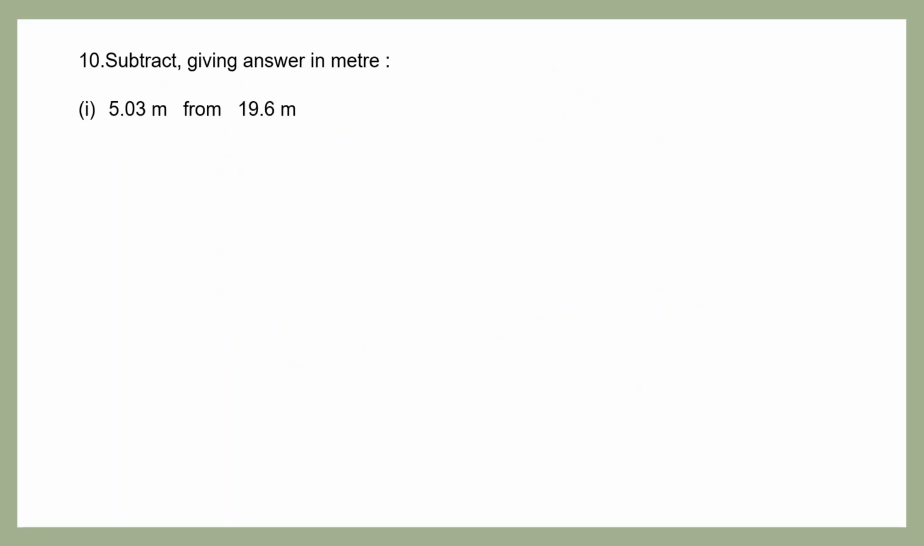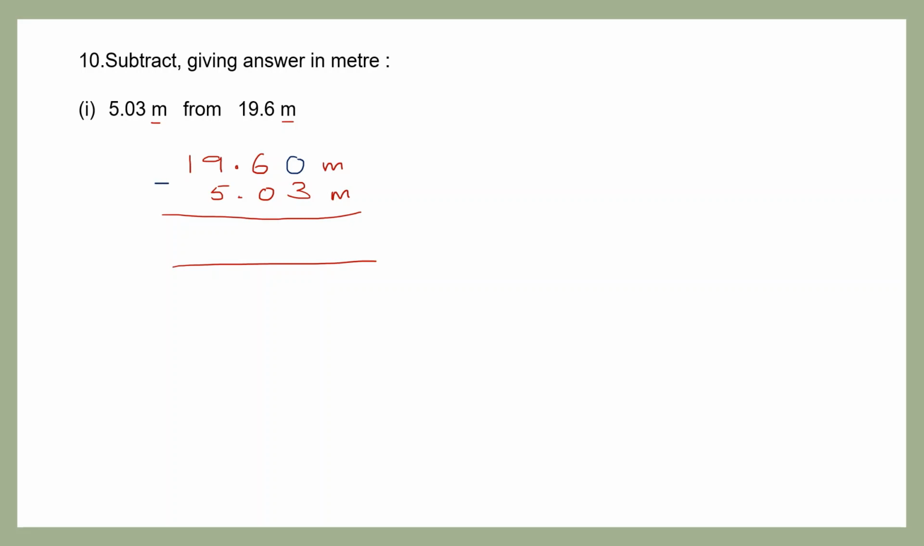Question 10. Subtract, giving your answer in meters. So first thing, check if both the units are in meters. Yes, they are in meters. So I need to subtract the first number from the second number. So let me write down the second number first. 19.6 meters. First number is 5.03 meters. Okay, first thing we need to do is make them like decimals. Okay, there's a 0 missing. Now subtraction.